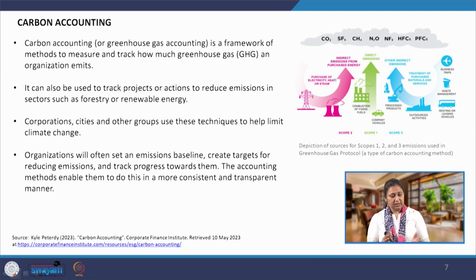So, that is what we are doing when we say carbon accounting. Carbon accounting or greenhouse gas accounting, as we commonly know it, is a framework of methods to measure and track how much greenhouse gas an organization emits. This is what has led us to the formation of the greenhouse gas protocol and a lot of similar calculators and tools where we have tried to benchmark certain activities, because we can't calculate it from scratch every time. So, different organizations and researchers across the world are working on carbon accounting for different activities.